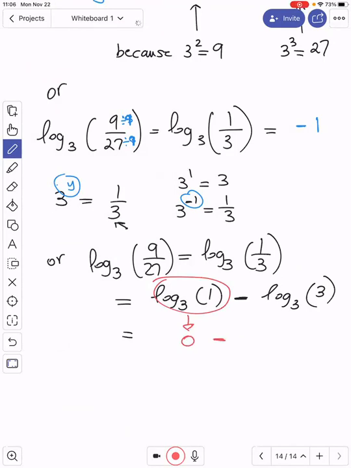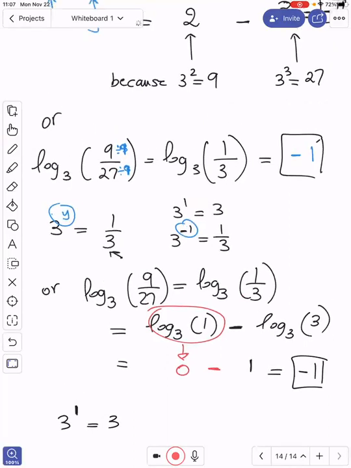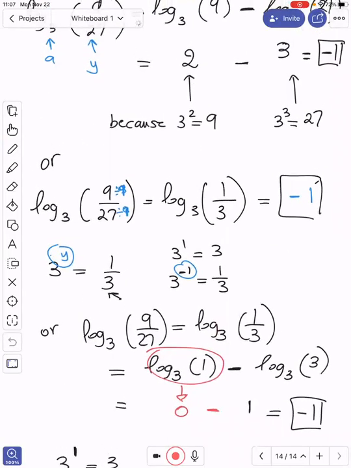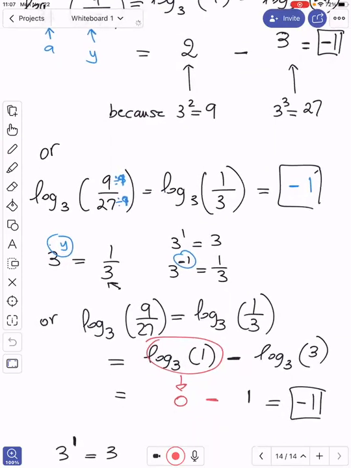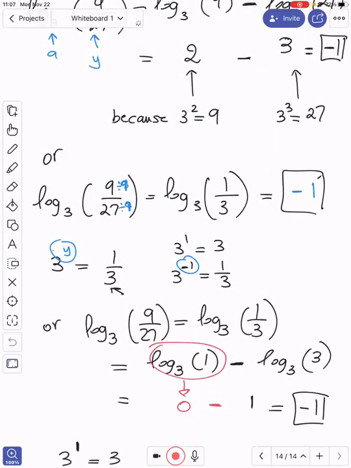Minus, now what's the log of 3 in base 3? Well, it's like saying, for which power of 3 are you going to get 3? Well, it's power 1, right? So this is 0 minus 1, so the answer is -1. It's always the same answer, it doesn't matter how you compute your log. The answer is always -1.